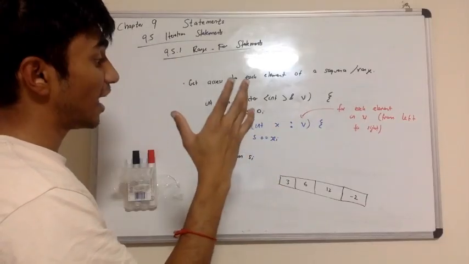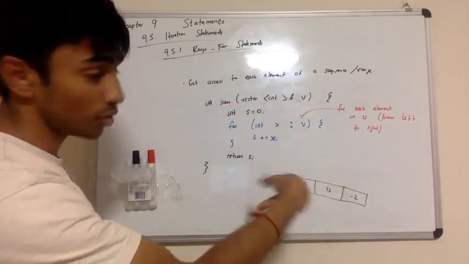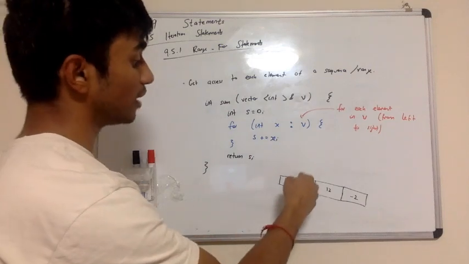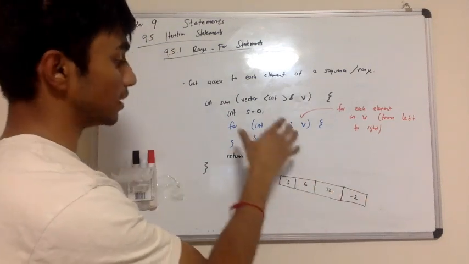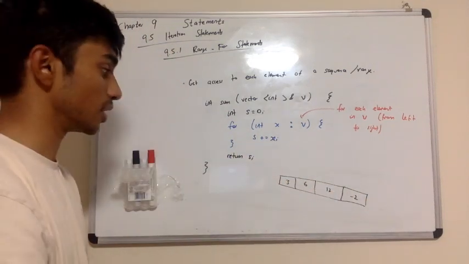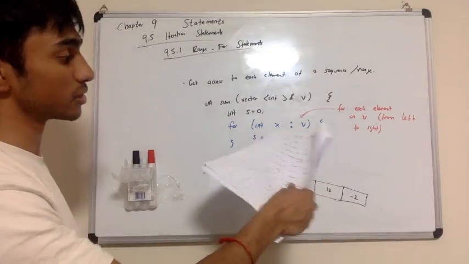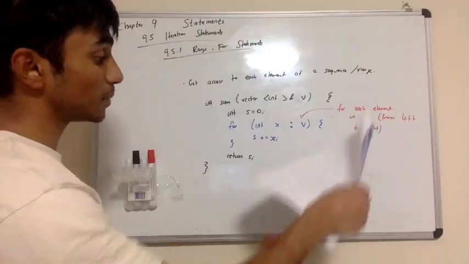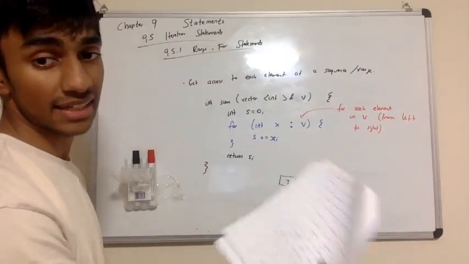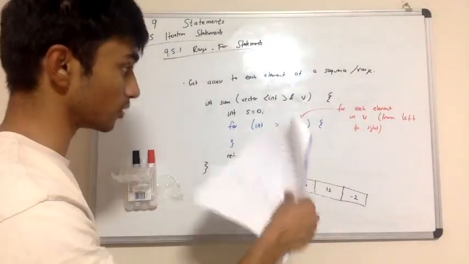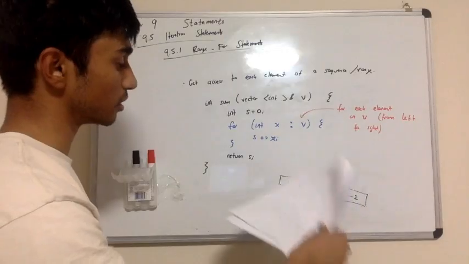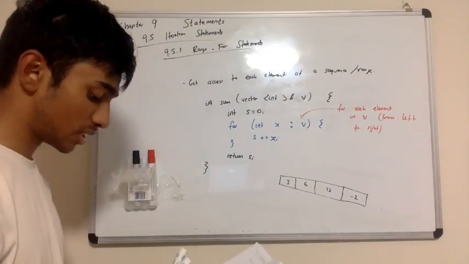Right? So x, in each iteration of this loop, is going to take on each value of the vector, and it's going to run and do the instructions as asked. So the red is basically saying how you can interpret this line: for each element in v, from left to right, let x take each value. So let it take the 3, and then run the loop. Let it do the 6, then run the loop, then do 12, run the loop, minus 2, run the loop. So that's the general idea.